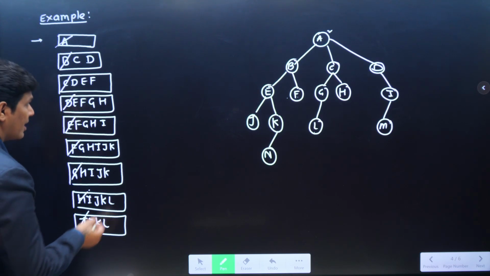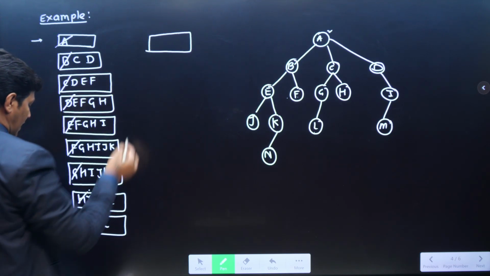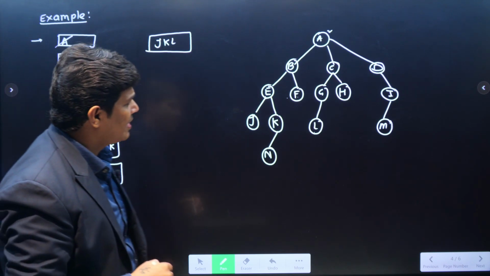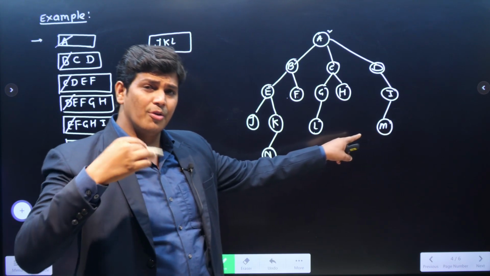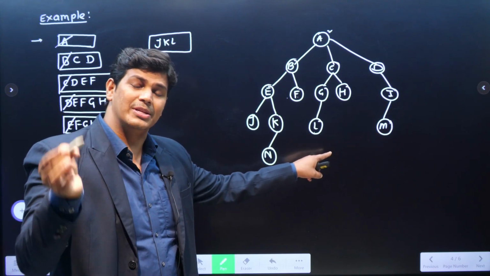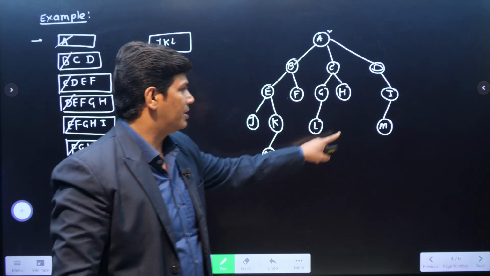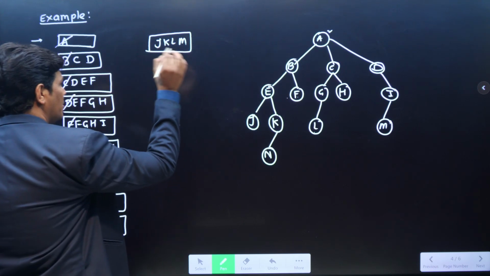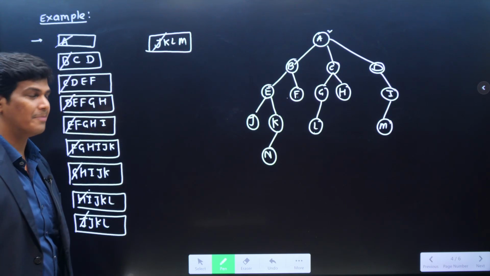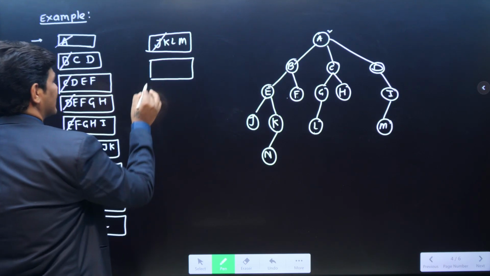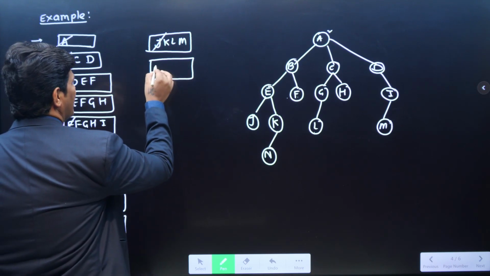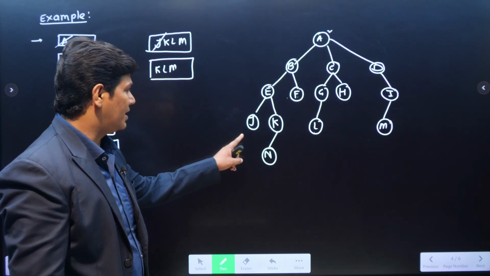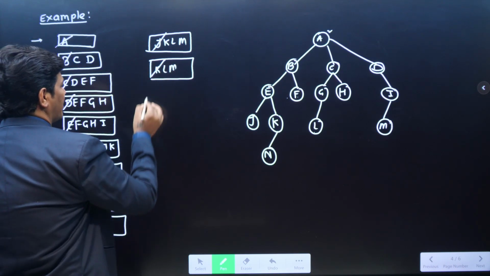Remove I. After removing I, the remaining nodes are J, K, L. But this I is having M. Perfect. Because whenever you are removing a node, make sure that we need to insert the child node of that node. So I's child node is M. So we are going to insert this M in the queue. Perfect. Now again remove J. So after removing J, the queue will be K, L, M. But check whether this J is having any child node. I think no. Next step, remove K.